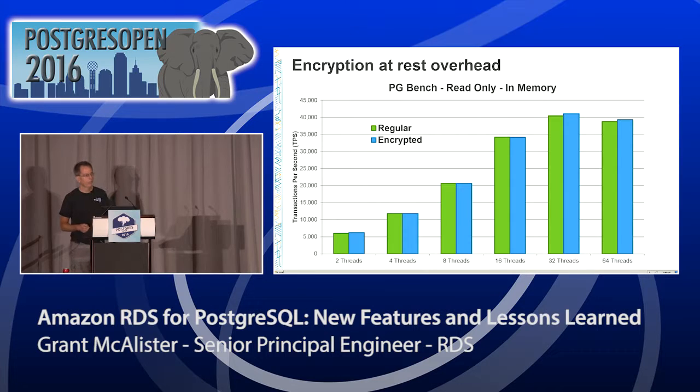One of the questions I got a lot when we first started talking about encryption at rest was, well, what's the performance overhead of that? So, of course, we went and benchmarked it. The first benchmark is just pgbench, read-only, in-memory, with transactions per second on the vertical, and along the bottom we just have increasing client counts, threads, basically. What we see is that green is regular, blue is encrypted. We don't see any measurable overhead because the encryption is happening at the storage layer, and we're not doing anything with the storage. So, of course, we would expect no difference.